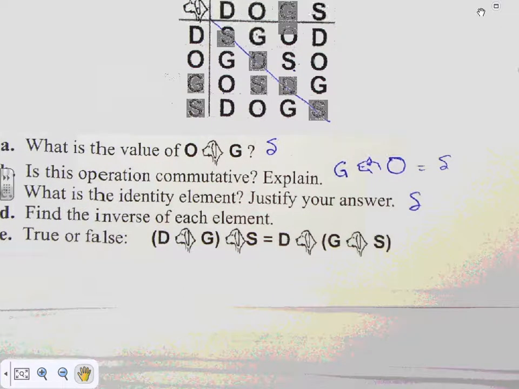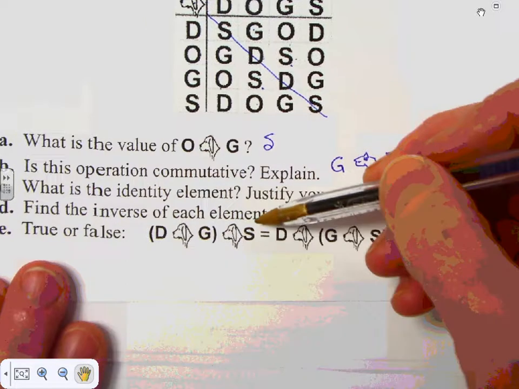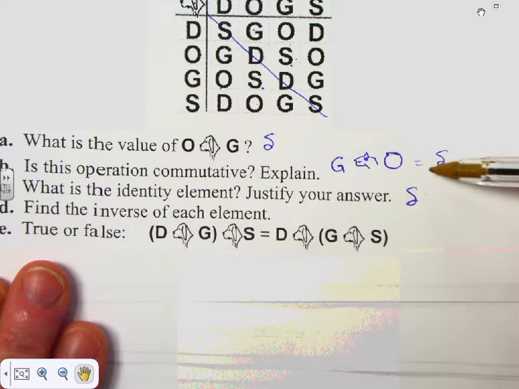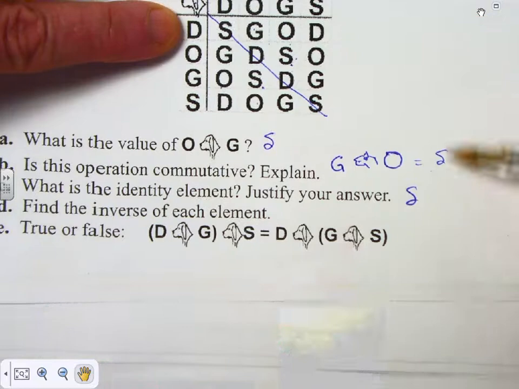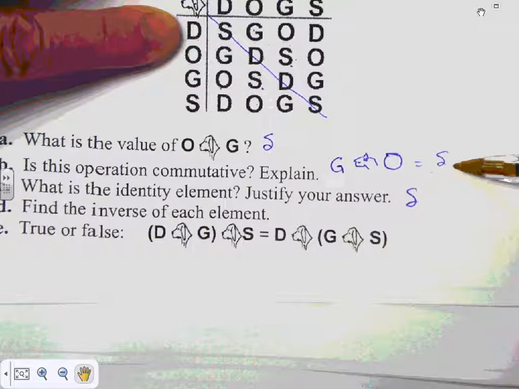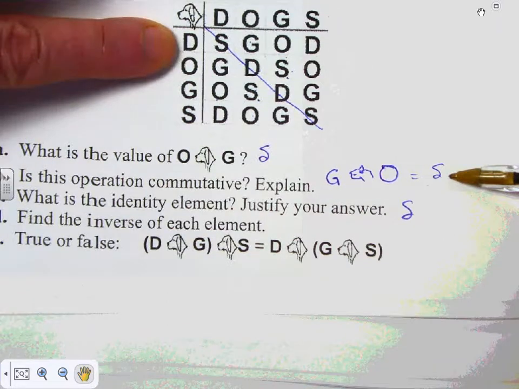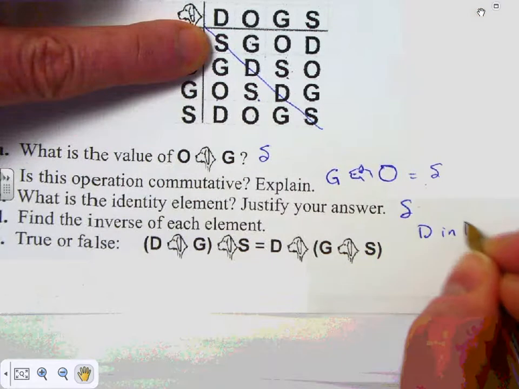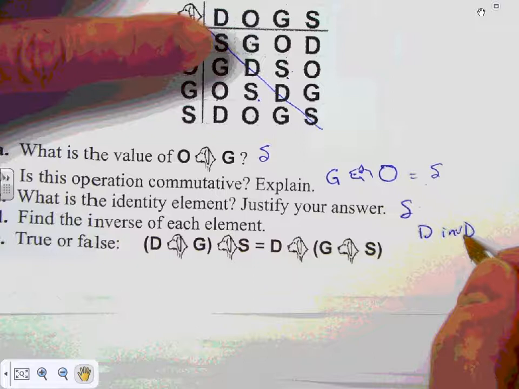Now let's find the inverse of each element. The inverse of each element is where we would get our identity element back, okay? So, in the row that has the D, S was my identity element, right? So, what letter would give me an S that would hook up with the D? This D and this D create the S. So, D is the inverse of D. On the O, what letter would give me an S?